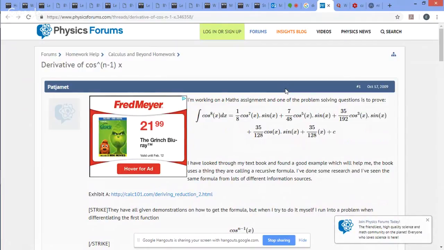Well, what happened there? Oh, they're integrating that. That doesn't make sense.